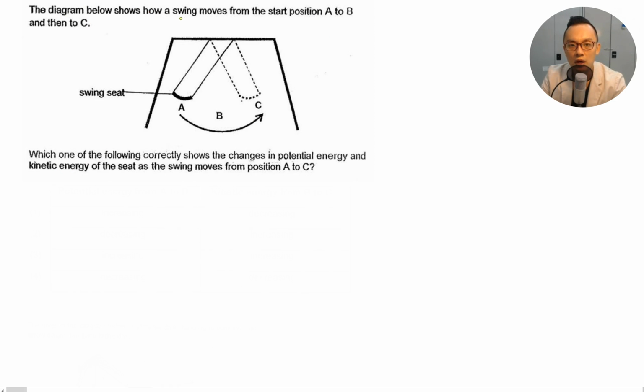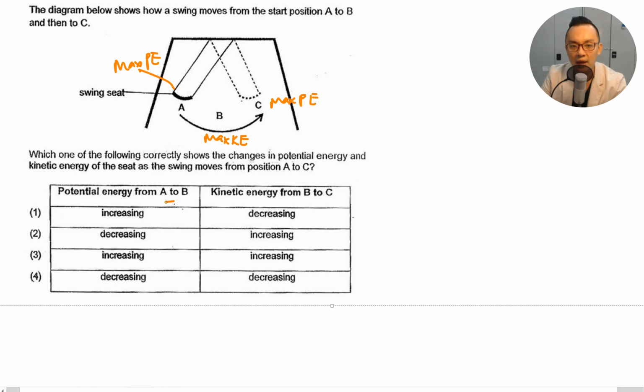The diagram below shows how a swing moved from the start position A to B and then to C. It's quite a common diagram. A will have maximum PE or GPE. B will have maximum KE. C again has maximum PE. So from A to B, potential energy goes from maximum to 0, so it is decreasing.